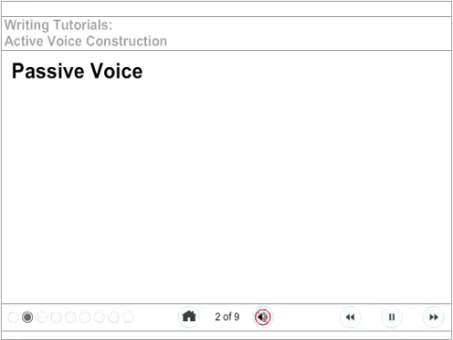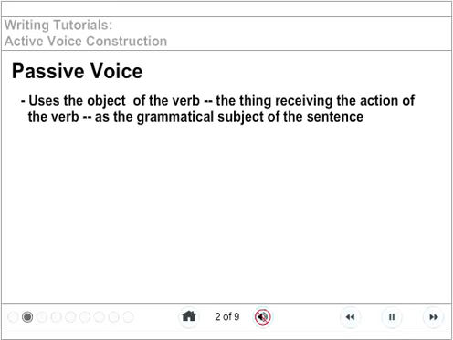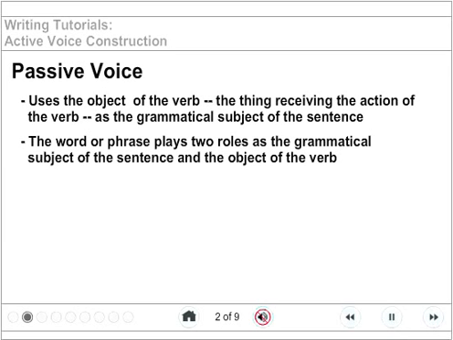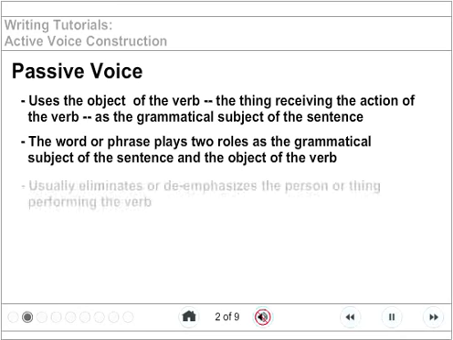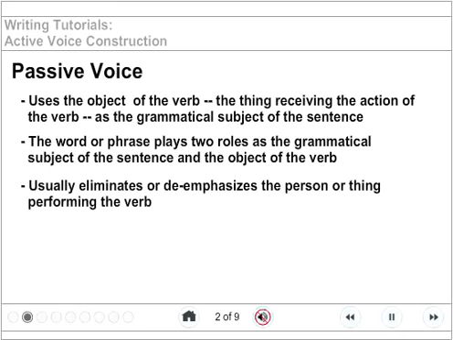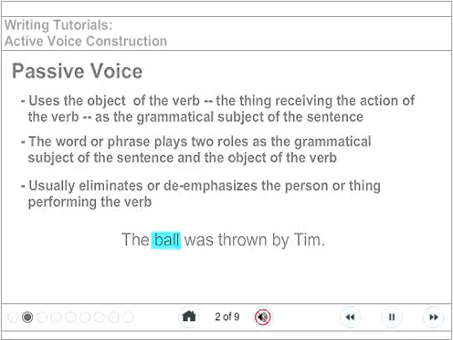Passive voice construction uses the object of the verb, the thing receiving the action of the verb, as the grammatical subject of the sentence. In effect, the word or phrase plays two roles as the grammatical subject of the sentence and the object of the verb. Passive voice construction usually eliminates or de-emphasizes the person or thing performing the verb. In the sentence, "The ball was thrown by Tim," the ball is what the sentence is mainly about.